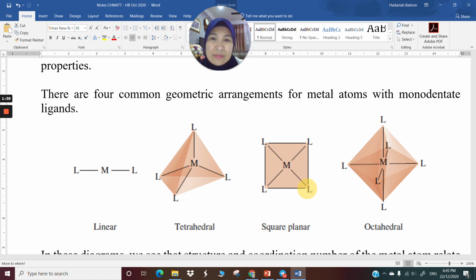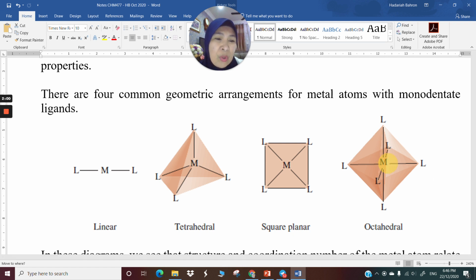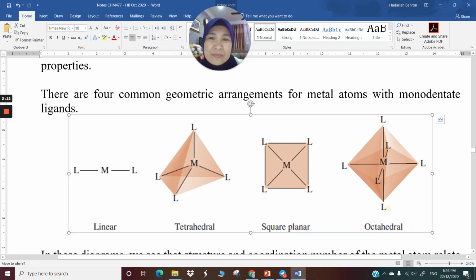There's going to be some difference in terms of angles, and obviously there will be a few metal centers that are inclined to have square planar arrangement, and a few prefer to have tetrahedral arrangement. And last but not least, you have the good old octahedral geometry, where the metal is surrounded by six ligands at the six corners of the octahedron.